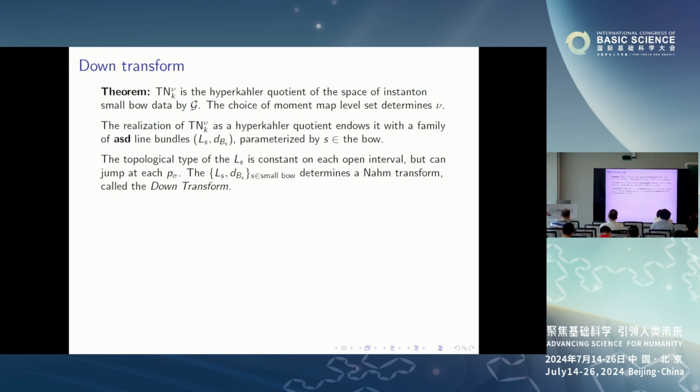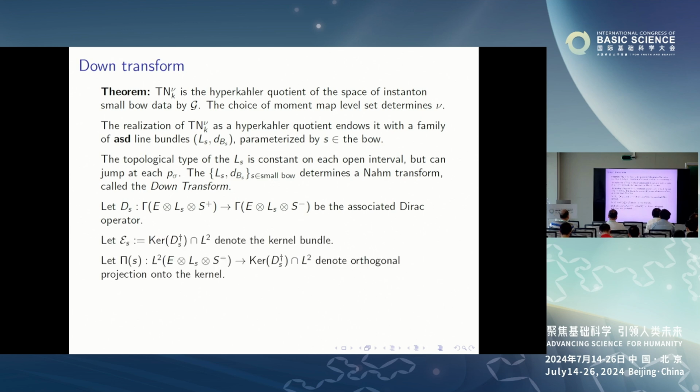And so this family L_s with the connections determines a Nahm transform, which we call the down transform, just to remind us that we're dropping dimension from 4 to 1. So we let D_s be once again the Dirac operator, I switched sides for my spinors, sorry. And we get the kernel bundle once again, calligraphic E. It's going to be the kernel of that Dirac operator, and we'll let pi of s be the projection onto that kernel.